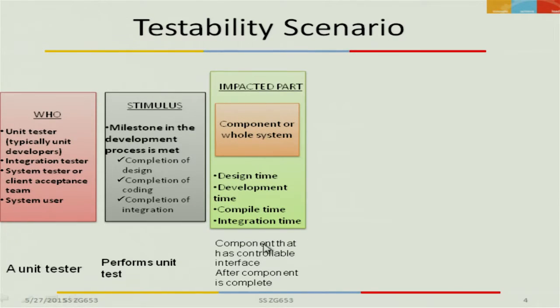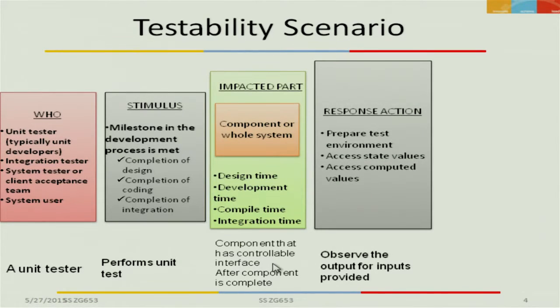By controllable interface it means that it has a set of inputs through which one can supply different variations of input parameters, and the system acts accordingly. Response action could be test environment preparation. This is one action. Another action could be accessing of state values when the testing is going on. Another action could be access to the computed values. So in this example, the unit tester performs the unit test, and then the tester observes the output for the inputs provided.